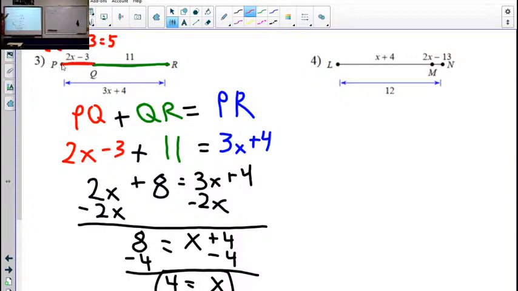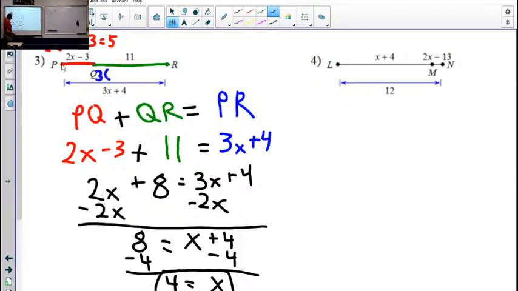That means I've got 5 as this piece and 11 as this other piece, which means the whole thing should be how much? If this piece is 5 and this piece is 11, what should the whole thing come out to be? It should be 16. 5 and 11 added together. The whole thing should be the two pieces added together. Let's double check and make sure that happens.